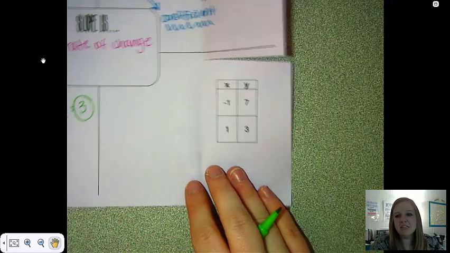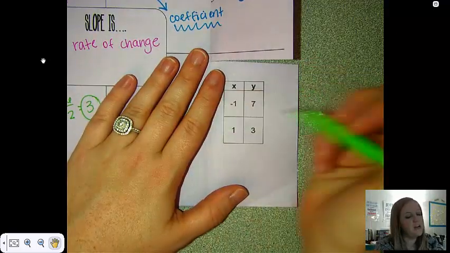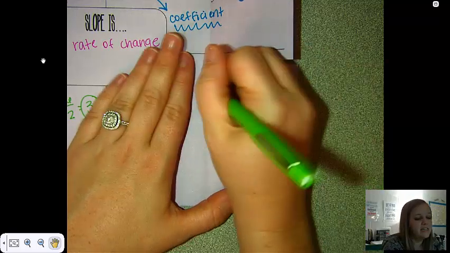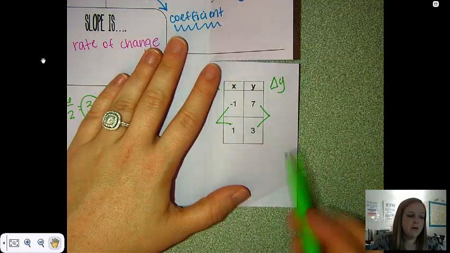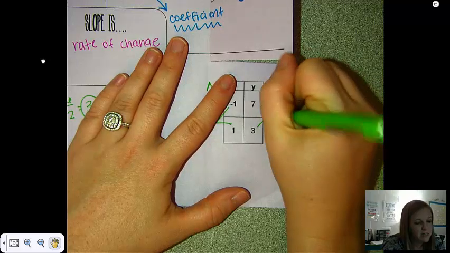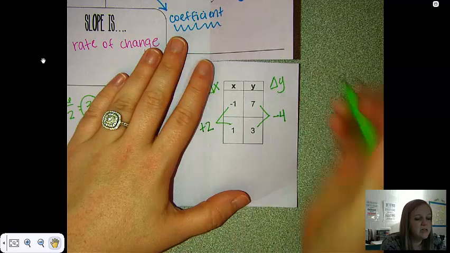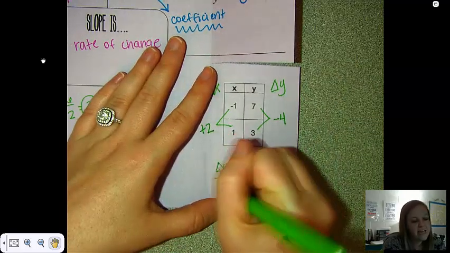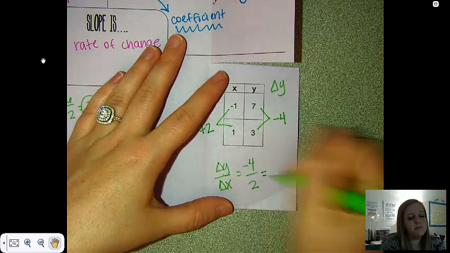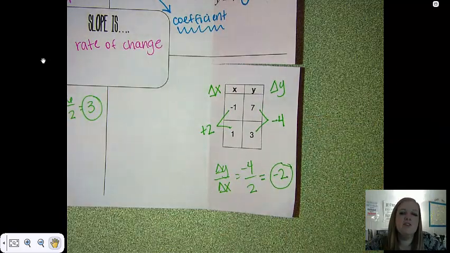And then last but not least, table. When we have a table, we don't have to create our own. That's already given to us. So we're just going to find delta y and delta x and then set up that ratio, or that rate of change. From 7 to 3, that's going to be minus 4. From negative 1 to positive 1, that's going to be plus 2. So my delta y over delta x is going to be negative 4 over 2, which simplifies to negative 2. So that would be my rate of change.